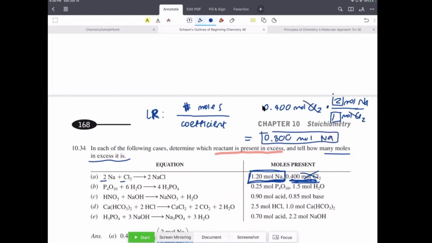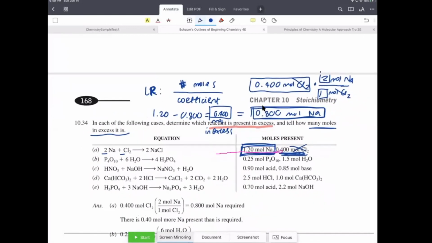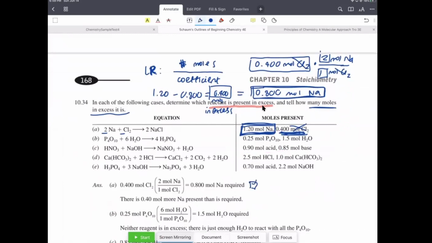All right, cool. So if this is how much is needed to react completely with 0.40 moles, then how many moles in excess is it? Well, all we have to do is do 1.20 minus 0.800, and we get 0.40 moles in excess. If we check our answer, yep, makes sense.